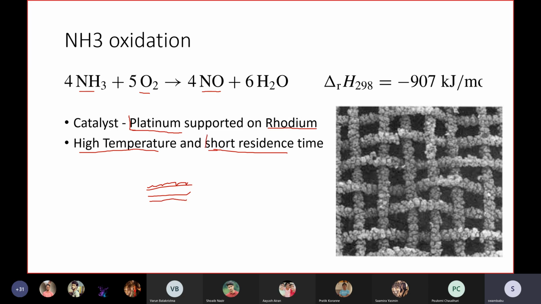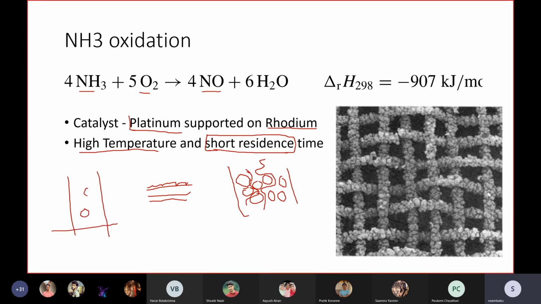Now, how to achieve this short residence time? If the catalyst is made as particles, we cannot achieve short residence time because we have a tortuous, zigzag path. If you have a packed bed catalyst, we always have a zigzag path, which means we cannot achieve the short residence time. If you keep it as a fluidized bed reactor, the particles are suspended, so we can achieve short residence time. There is no problem with that. But still we cannot use fluidized bed reactors for this.